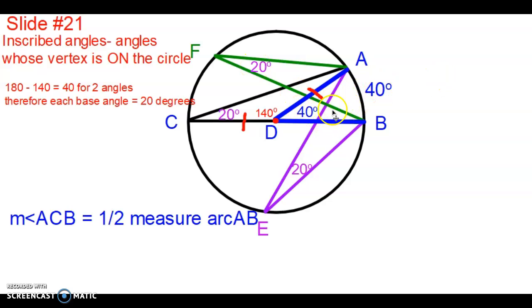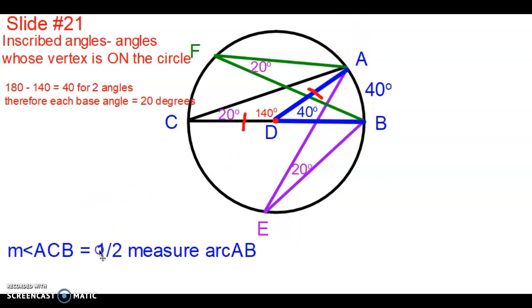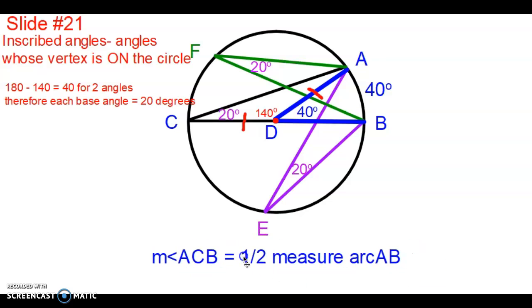Central angles are the same. Inscribed angles are half the arc. Please remember this rule. The inscribed angle is half the arc. So that's today's lesson, folks. And when you do these problems, you want to look for diameters.